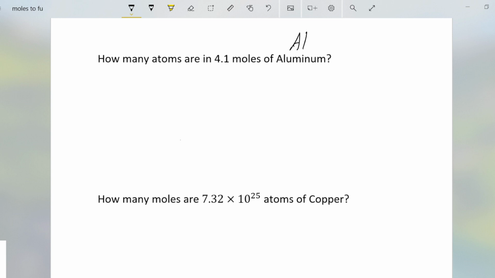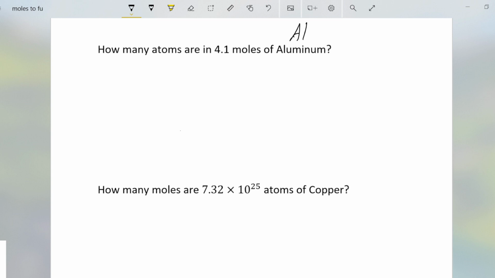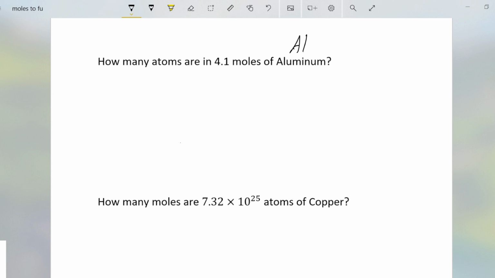So do we need to go to FU Island and then to Atoms Island? No, we just need to do this one conversion, and our FUs or atoms will be our result. So here I have 4.1 moles, and I'll write that out, 4.1 moles. And then I do my boat thing.